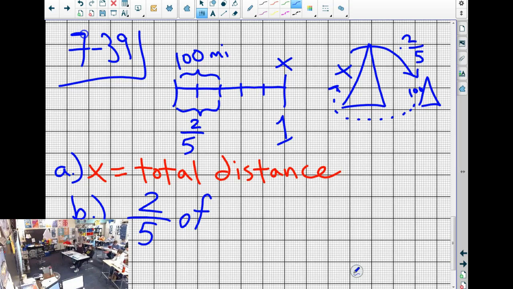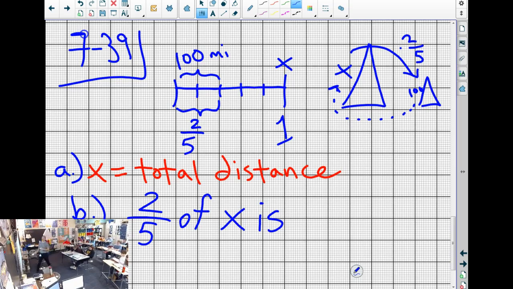Okay. I don't feel like writing out, again, I've already done it once, total distance or whole trip. So what can I write instead? 2/5 of X equals. So then all we have to do is what? 2/5 of X is what? 2/5 of X is 250?